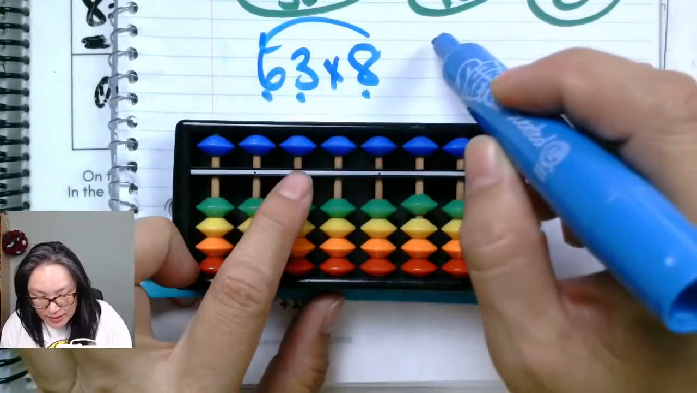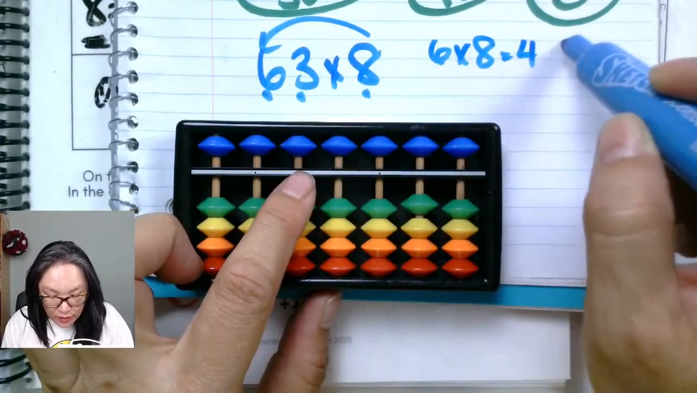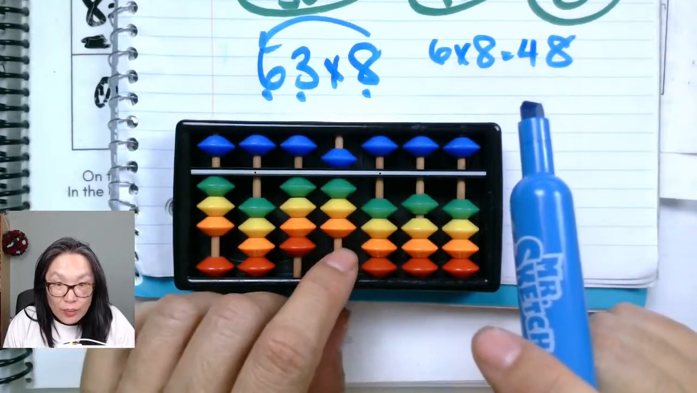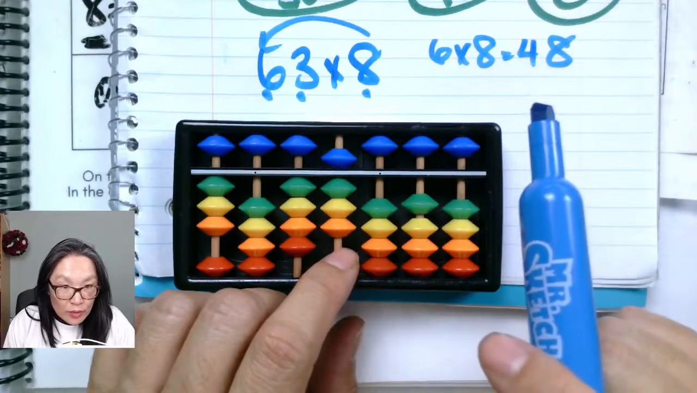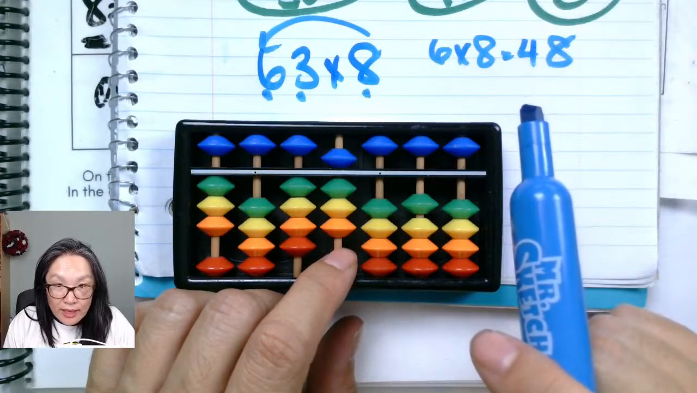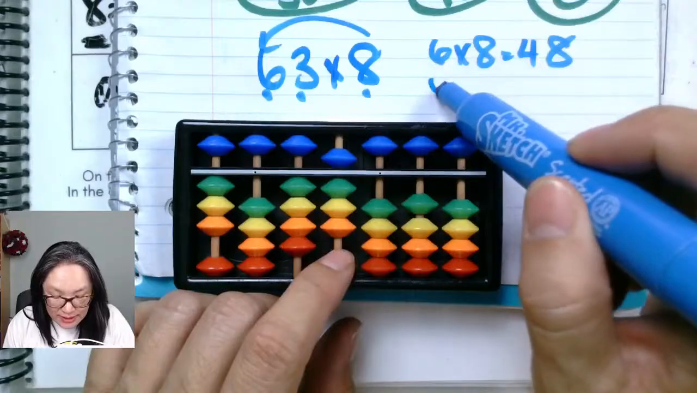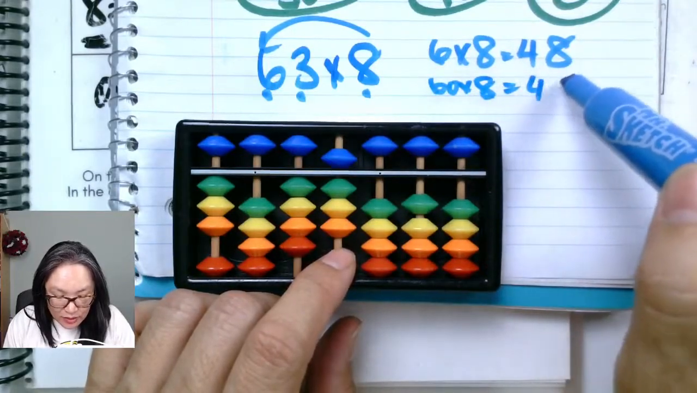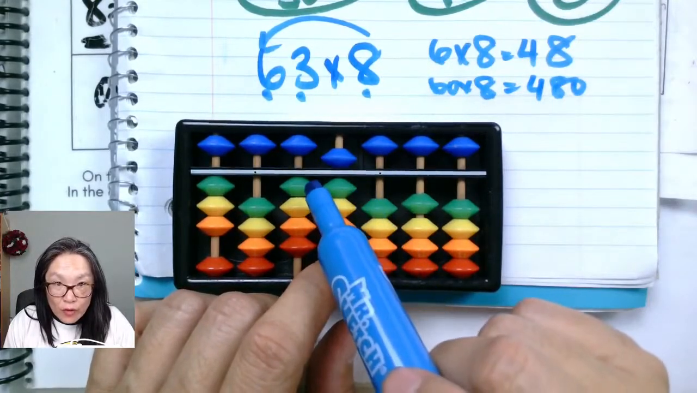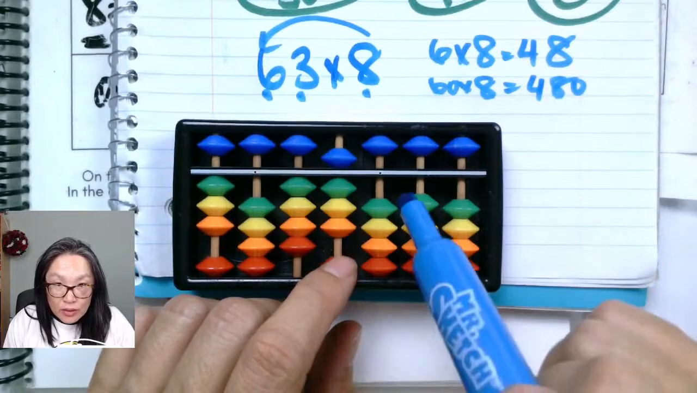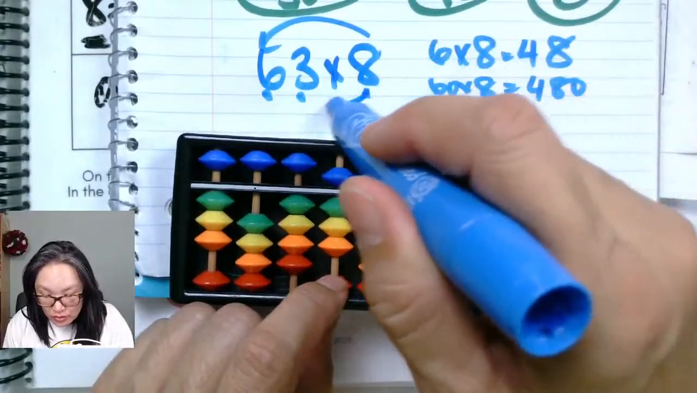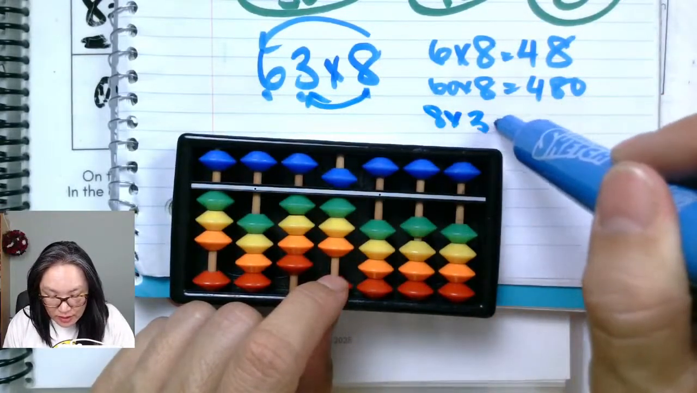Next, 6 times 8 is 48. Now, we're going to put the 4 and the 8 over here. We don't need to say 480. We do not need to say 60 times 8, because that's how they do it in new math. We don't need to do that. We're just going to put 48. 4, 8. We don't need to worry what place value it is, because that's why we counted our beads. Then the next thing we're going to do is 8 times 3 is 24.